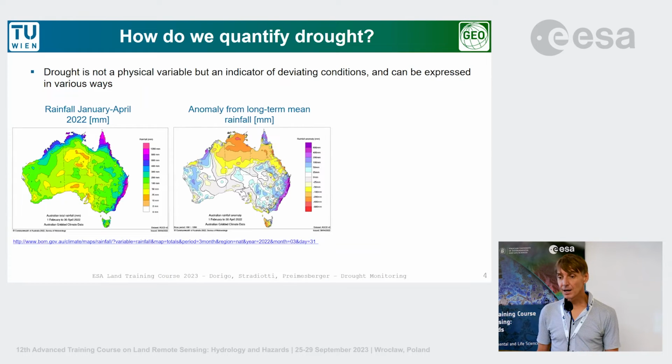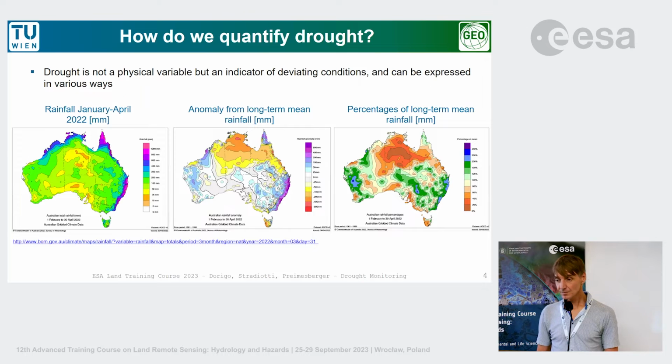So if you look at the anomalies for the same period, same continent, you see that the areas that commonly receive a lot of precipitation, like for example Northern Australia, actually did receive much less precipitation in this particular period, and there was a drought in that period. So that pattern looks very different. So we're talking about anomalies from the normal long-term mean. But there are other ways to express drought.